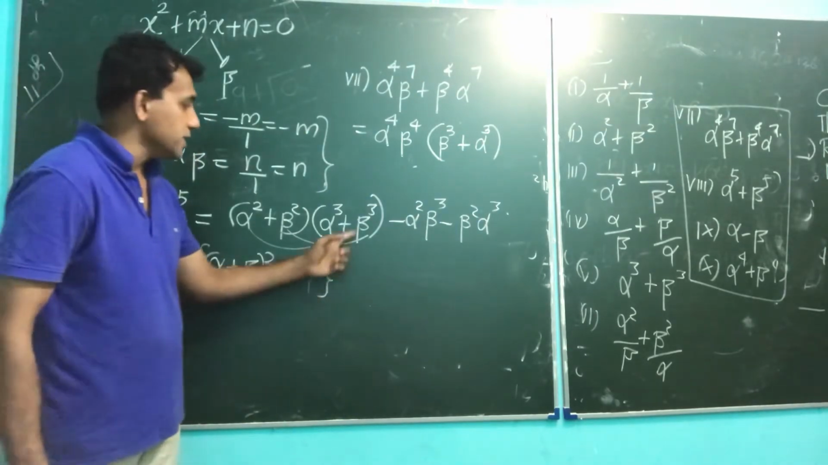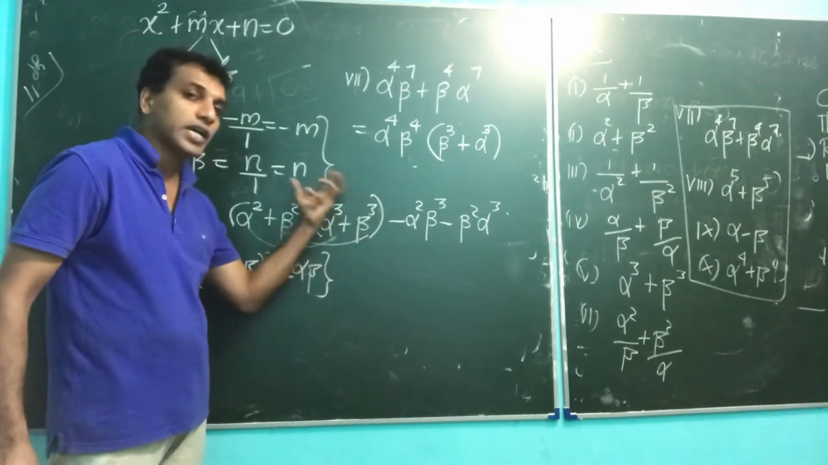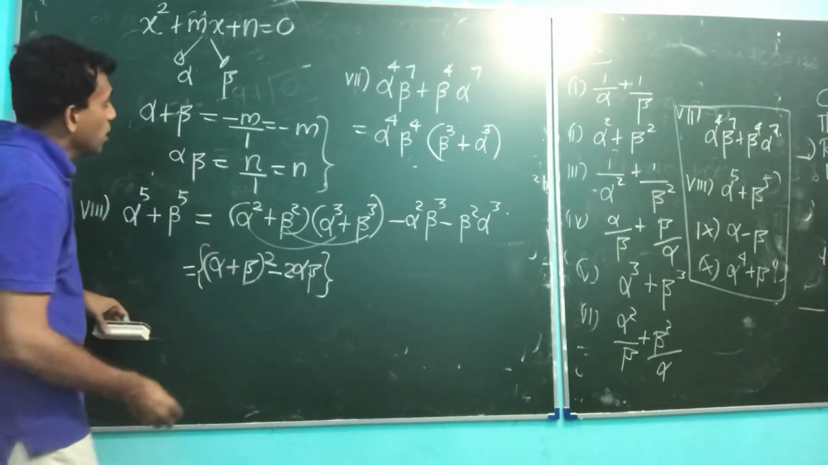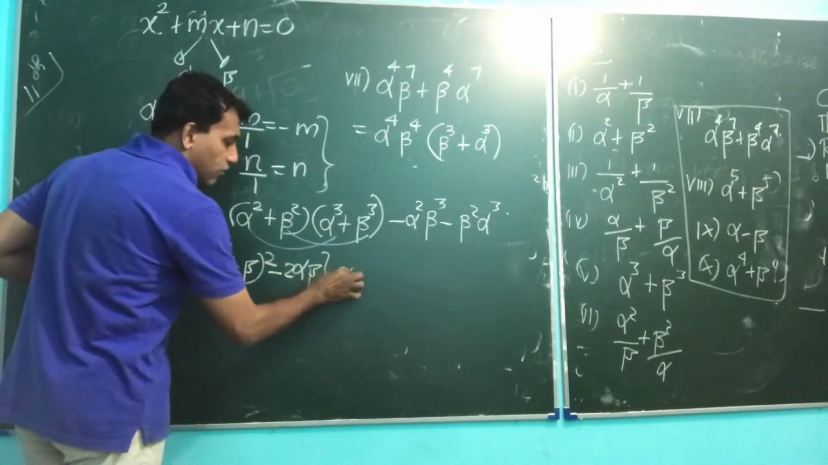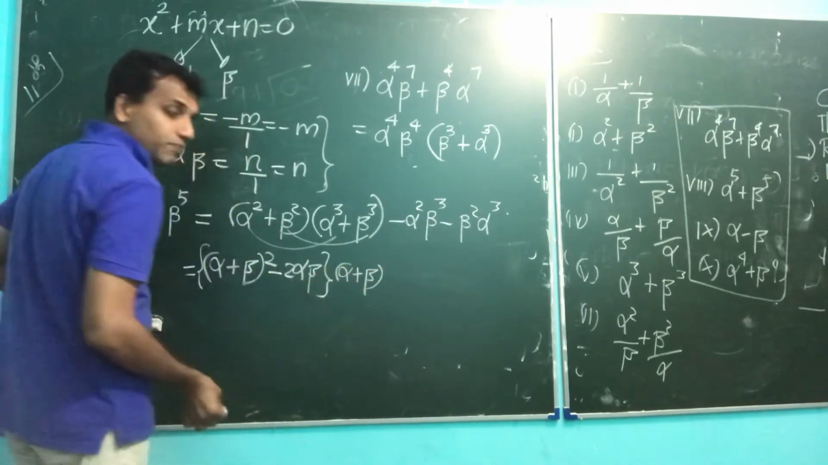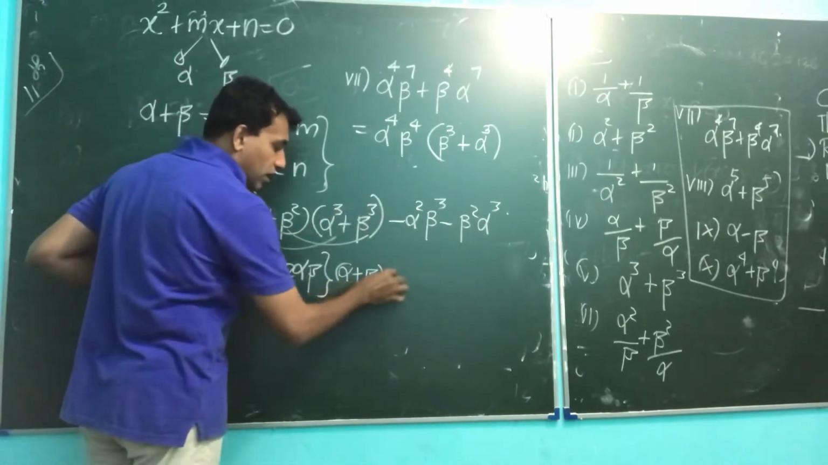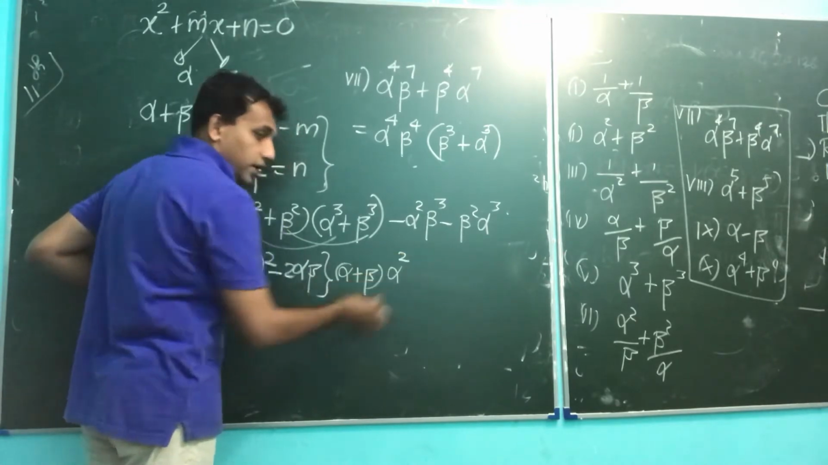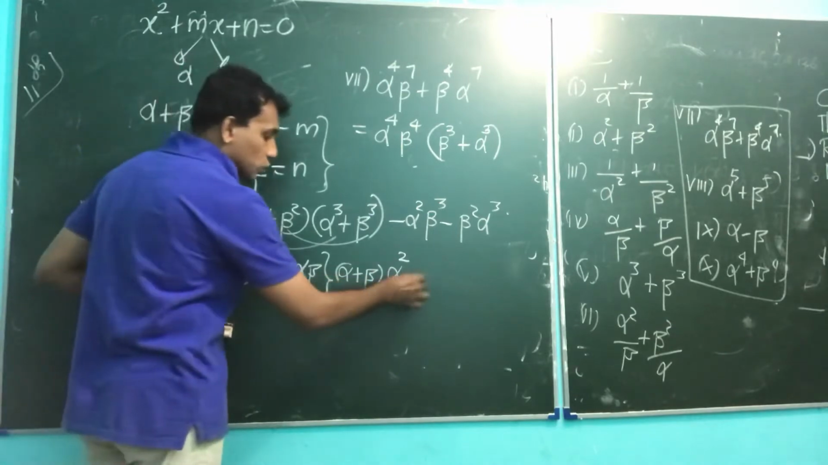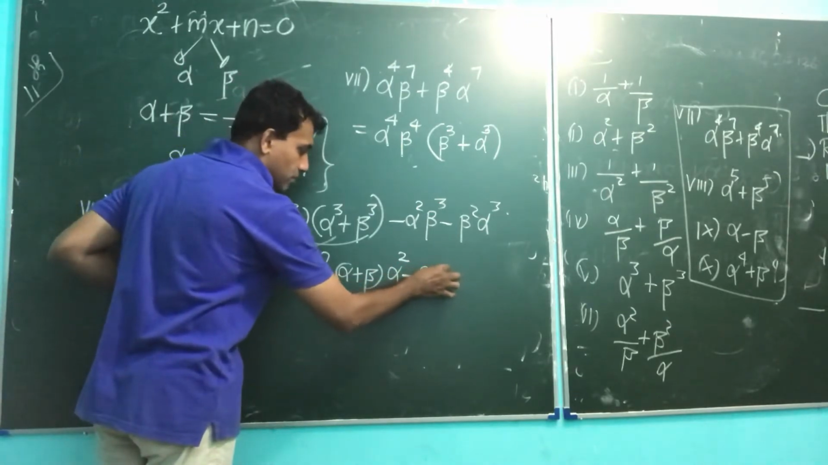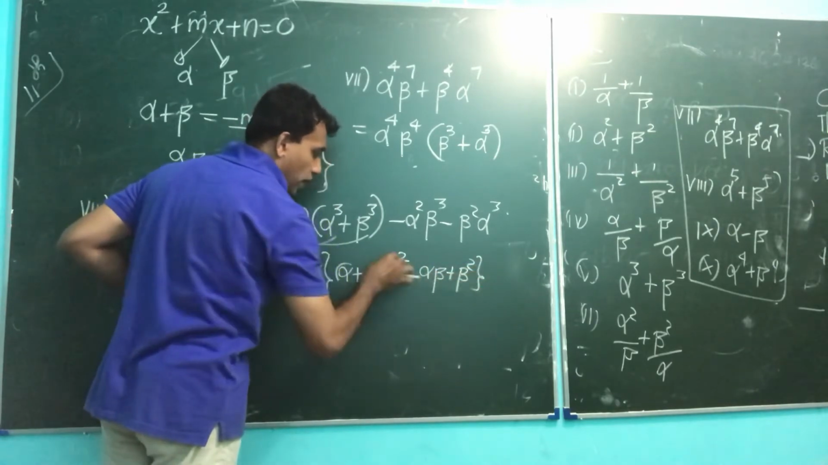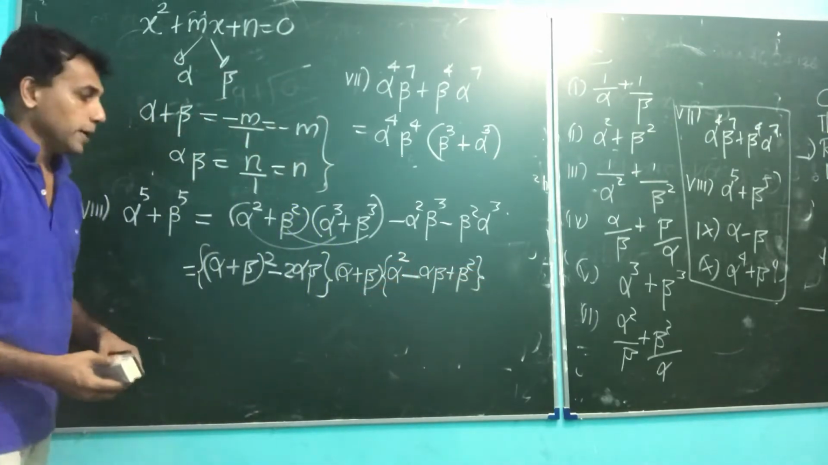Also come again to this alpha cube plus beta cube. The sum of the cubes, that's the factorization form. What are the factors? Alpha plus beta is one factor. The other one: alpha square, then since it's positive in the original, here minus, alpha into beta, and at last beta square, right? Okay, that is this part.